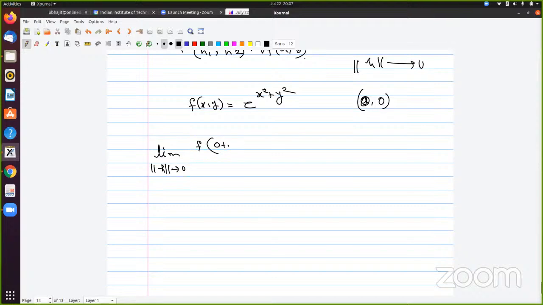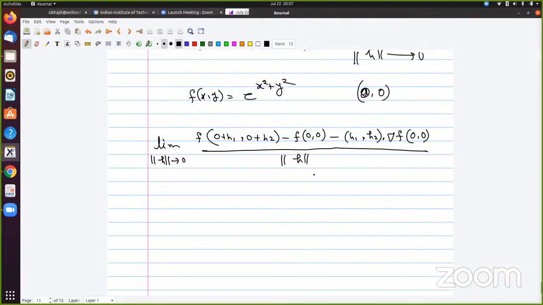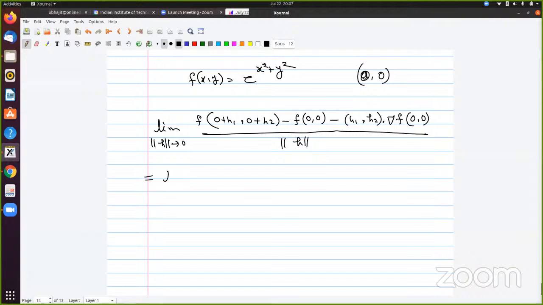So 0 plus h1, 0 plus h2 minus f of 0, 0 minus the dot product of h1, h2 with the gradient of f at 0, 0, divided by the norm of h. Correct? This is what we need. So what is this limit? If the limit is 0, then we know that this function is differentiable. That means the linear approximation is nice.